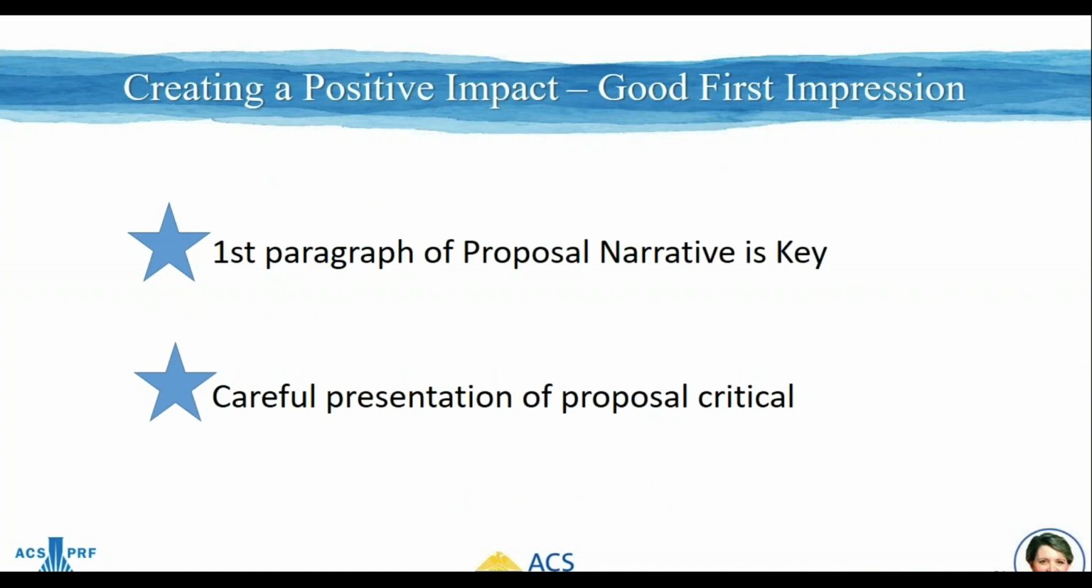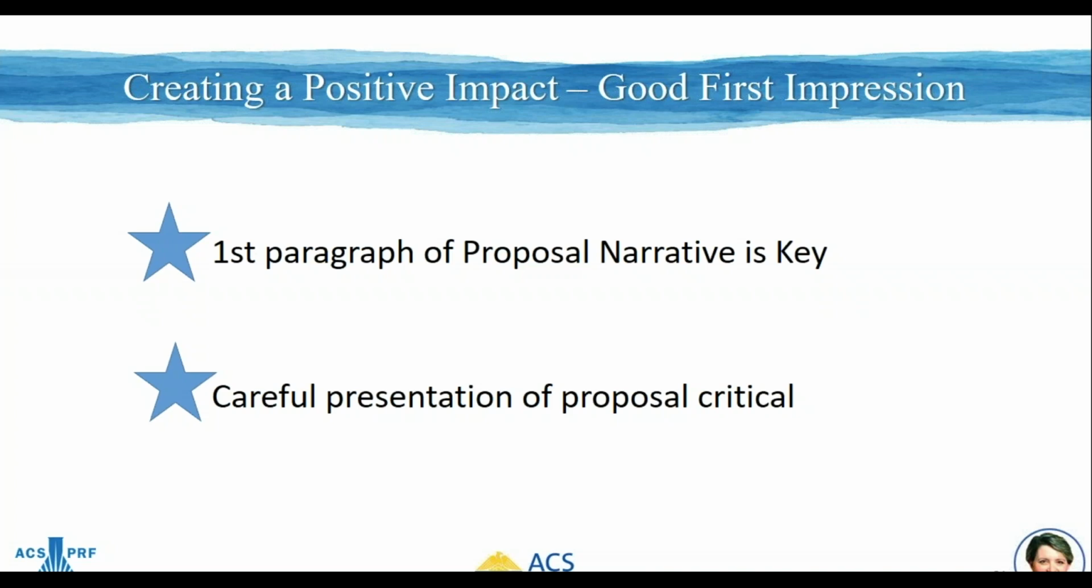Okay, number 1, creating a positive impact, a good first impression. I cannot emphasize strongly enough how important your first paragraph is. That's the key. Do not start out with a paragraph saying 50 billion barrels of oil are used in the country this year. Carbon dioxide is given off. It hurts plants and animals. You lose your audience, no matter if it's a Nobel laureate or a first-time reviewer.